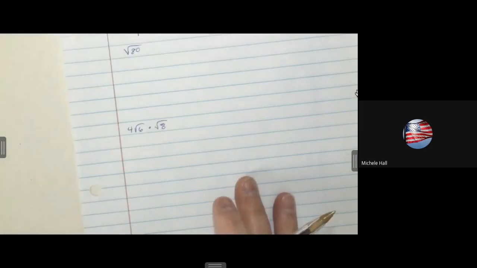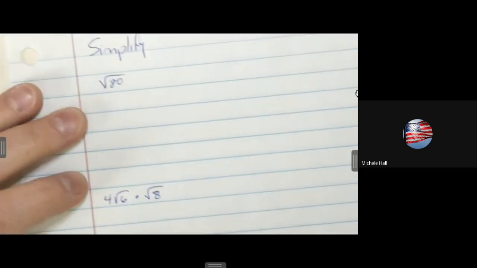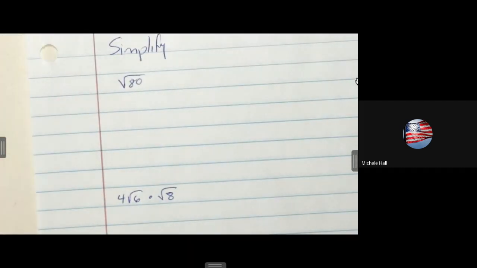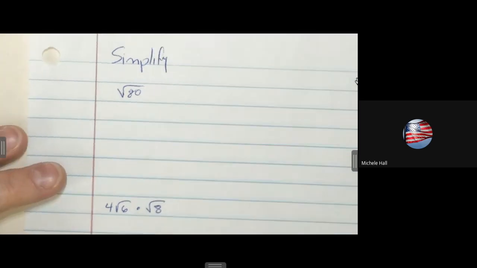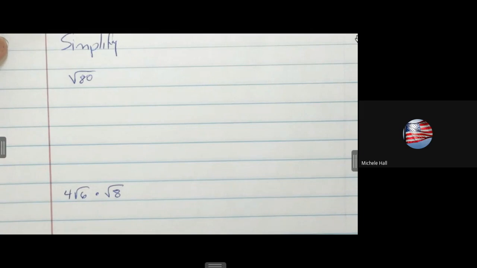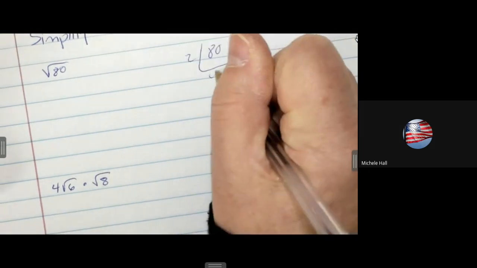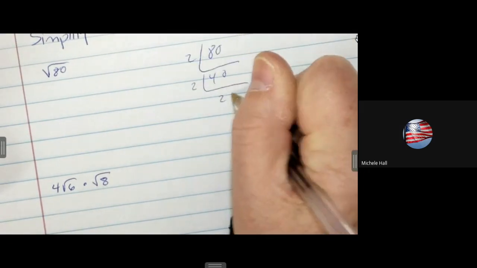Okay, let's go with this one. See how you guys are at simplifying square roots. Simplify the square root of 80. So how did you do it? I did a little upside down repeated division thing, and then I just kept dividing by 2. Okay, so you did the repeated division. Yep. 80. Half it. Half it again.